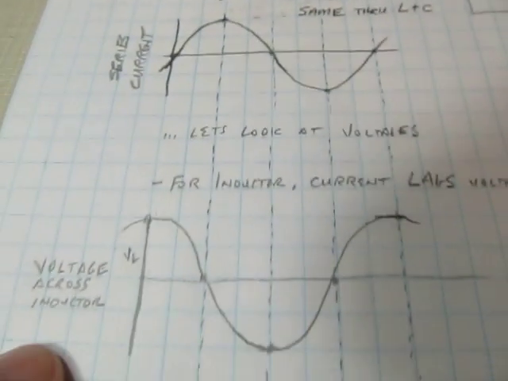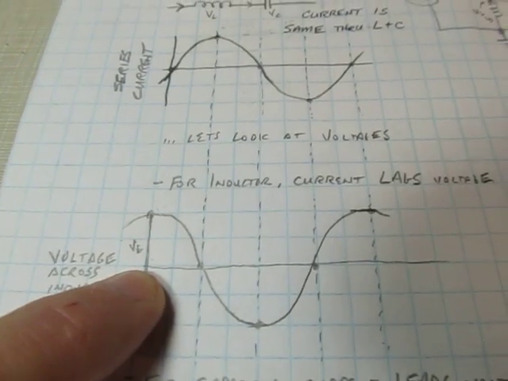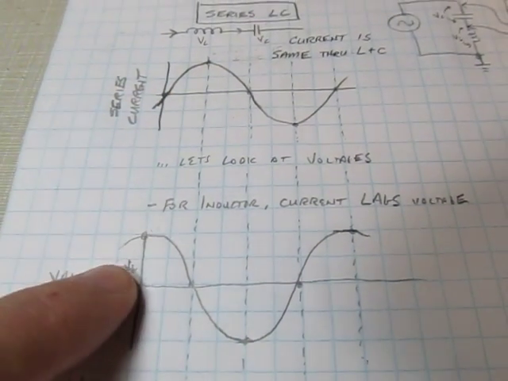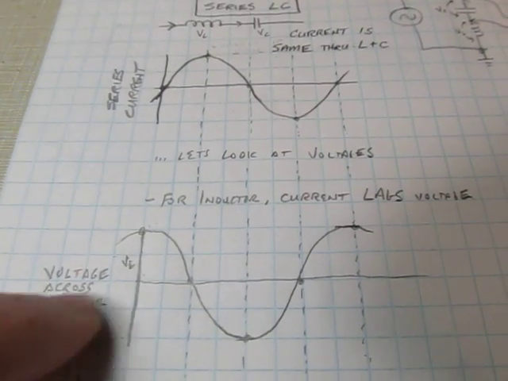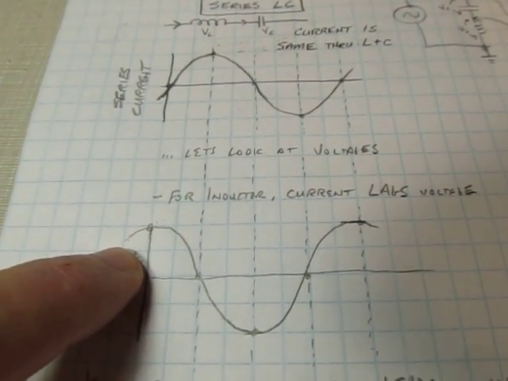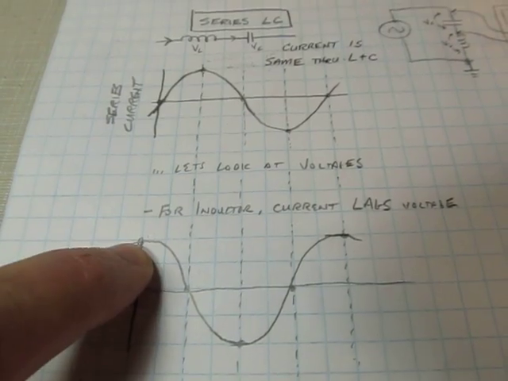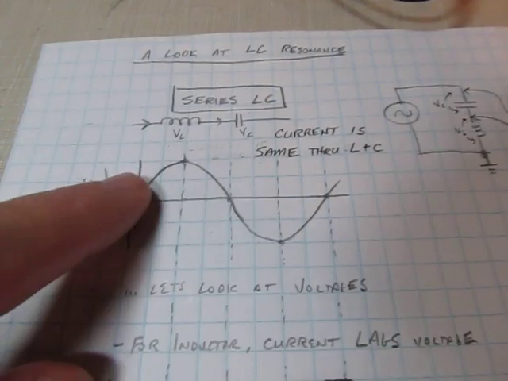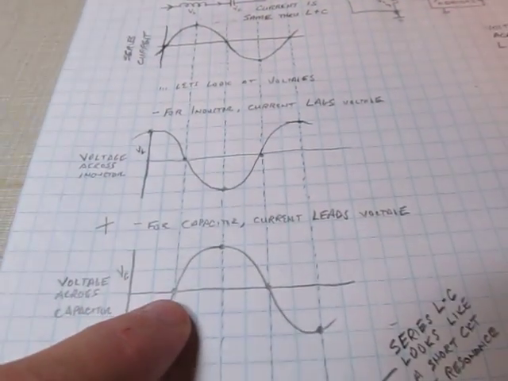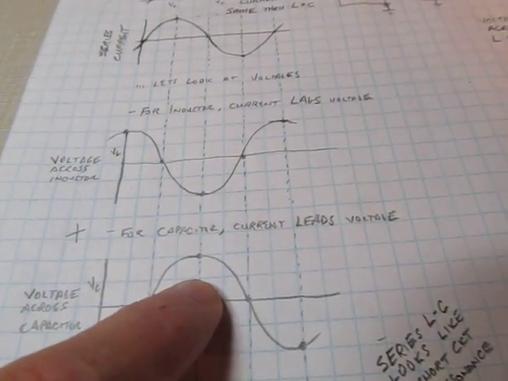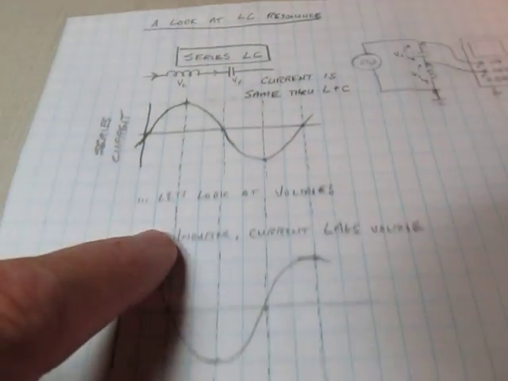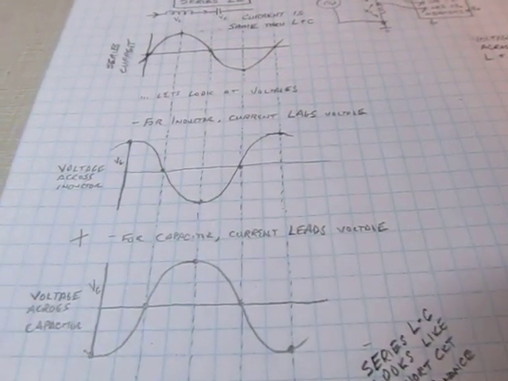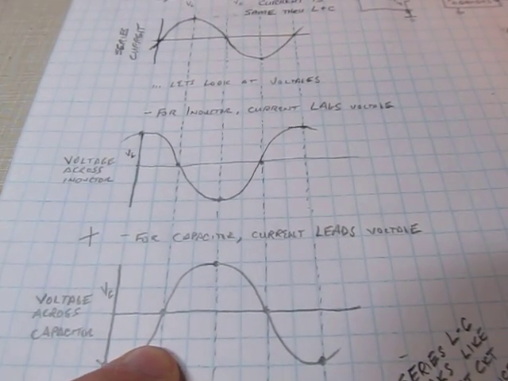The inductive voltage is going to be set up such that the current is lagging the voltage. For an inductor, the current lags the voltage. So this would be the voltage across that inductor. If we look at the voltage across the capacitor, it's just the opposite, where the current is leading the voltage. See, the peak of the current is occurring before the peak of the voltage. So this is the voltage across the capacitor.